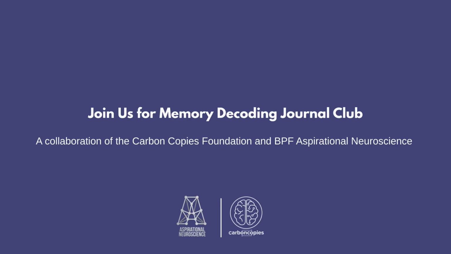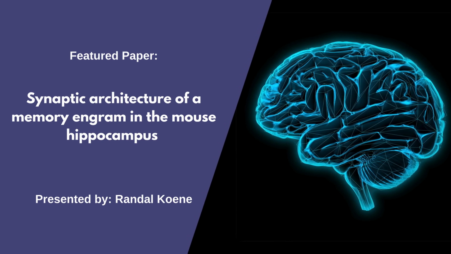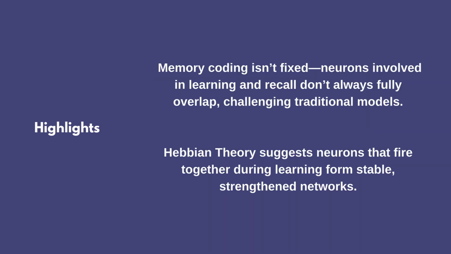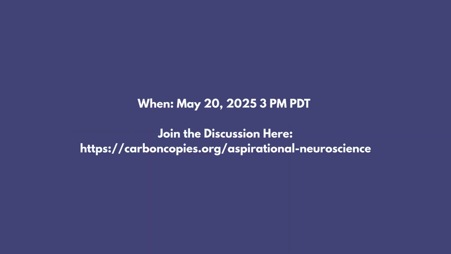So the paper this time is Synaptic Architecture of a Memory Engram in the Mouse Hippocampus by Uytiepo et al. And let me see, I gotta be able to move the slides, of course. So the study here was motivated by findings about drift of cellular representations over time. At least that's the impression I'm getting from reading the paper.